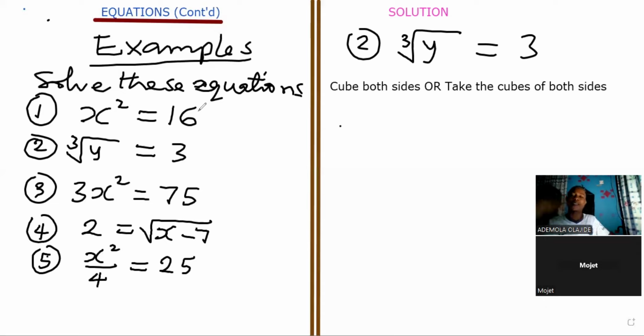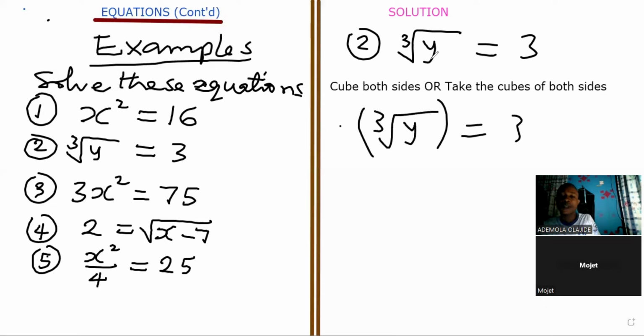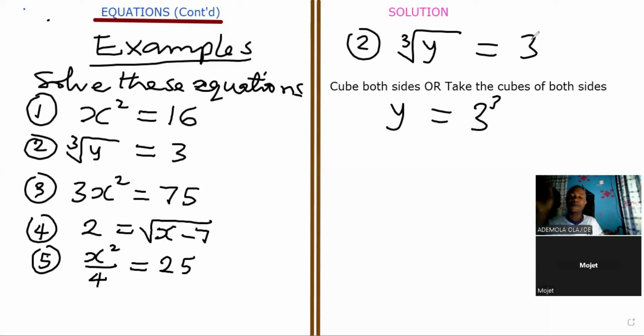Okay. So instead of writing cube root of y equals 3 and then saying you cube both sides, we don't want to write that. We just say straight away that if I remove this cube root to the other side so that y alone can stay, that cube root becomes cube on the other side. Cube means power 3. Is it clear? Okay.